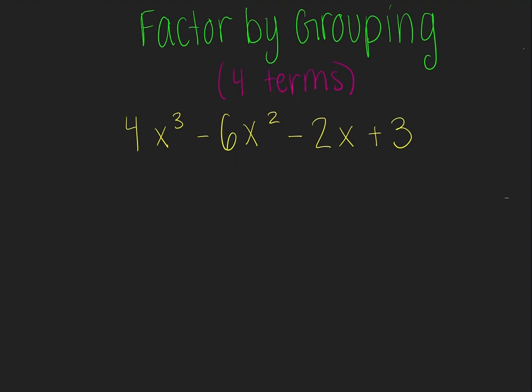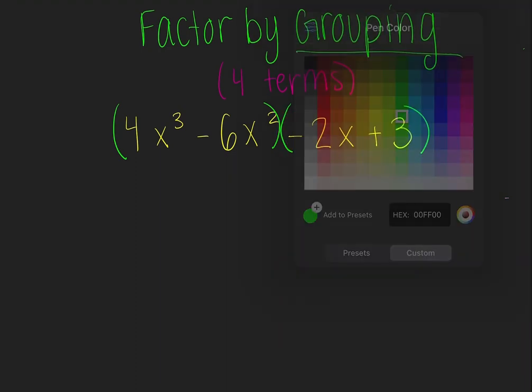So factor by grouping. The first thing I'm going to do is group. I'm going to group the first 2 terms and the second 2 terms. Notice in the second 2 terms, I did group the sign in front of the third term here. So make sure you do that. That will come into play later.